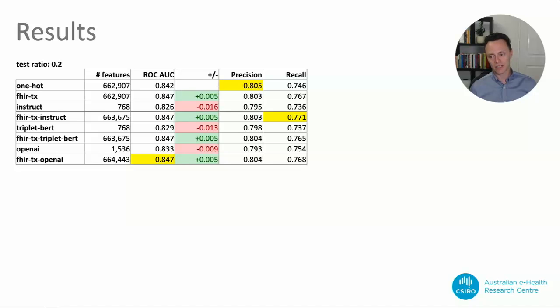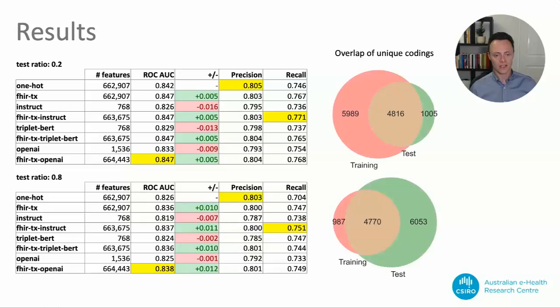In relation to the small margin between one hot and the other methods, one theory is that this can be explained by a large overlap between the codes in our training and test sets, which would give the one hot method an advantage. To test this, we ran the models again, but this time instead of an 80-20 train test split, we flipped it around and held out 80% of the data for test and used only 20% for training. The results showed that the margin between one hot and the other methods increased when we did this, which indicates that all of the other methods have a better ability to generalize to unseen codings.